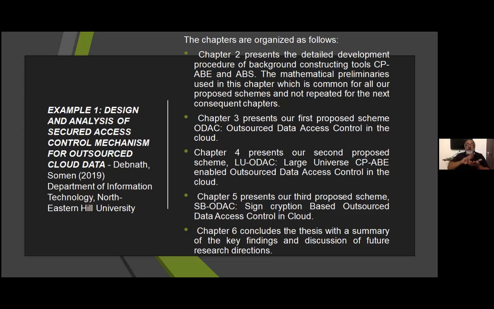Here, as we can see, the researcher has divided the chapters in this scheme. The second chapter presents the detailed development of the procedure of background constructing. It's totally related to the information field. Then chapter 3 is the first proposed scheme, chapter 4 the second proposed scheme, and chapter 5 the third proposed scheme. All the schemes the researcher is explaining in each chapter.